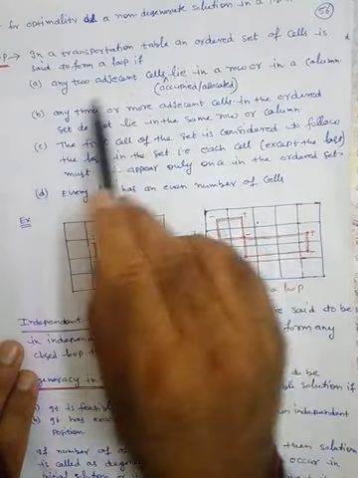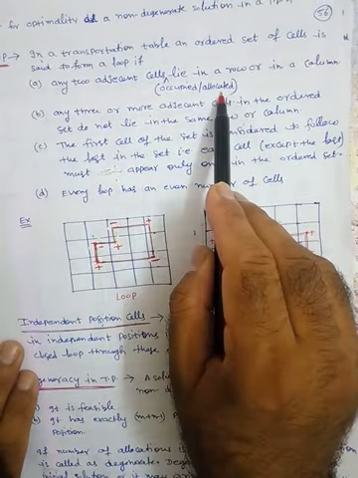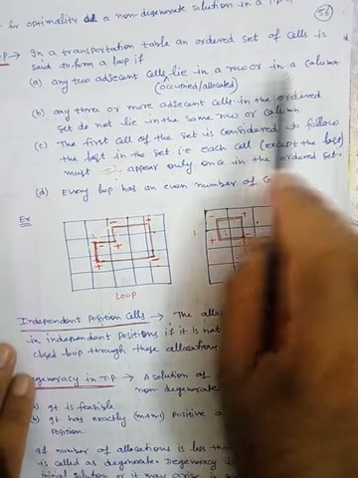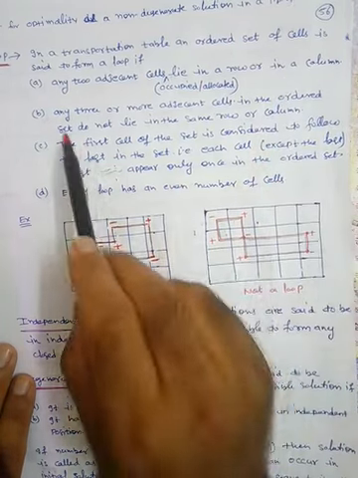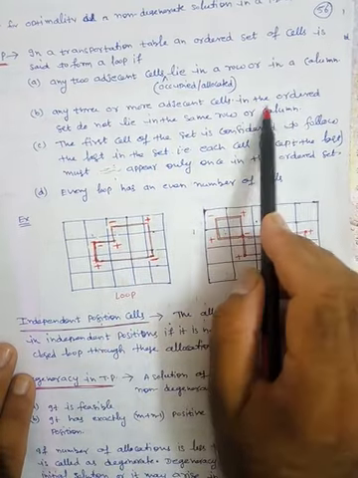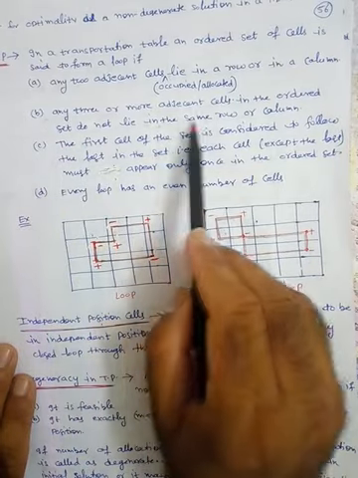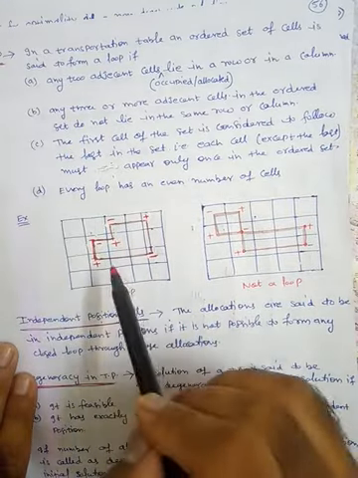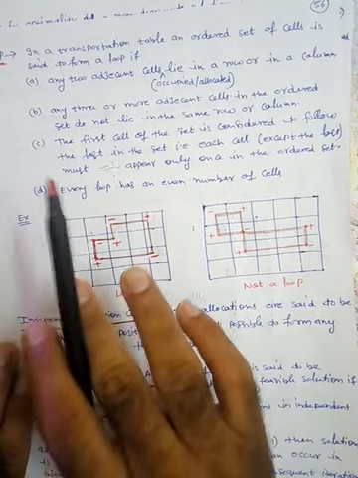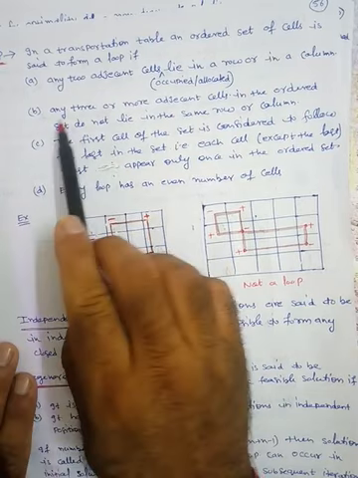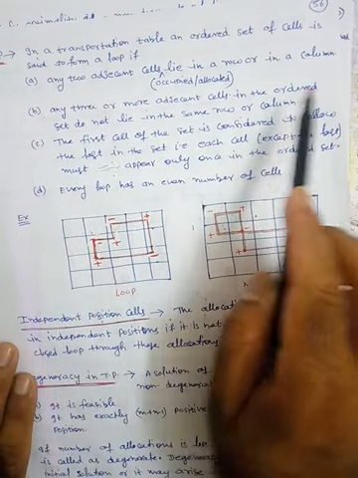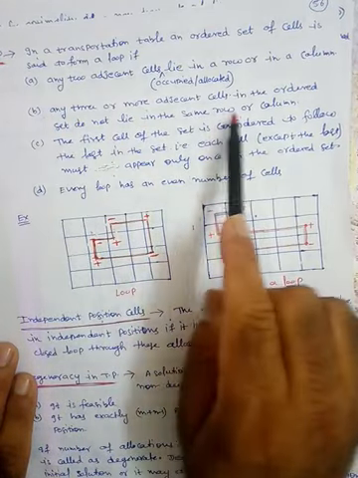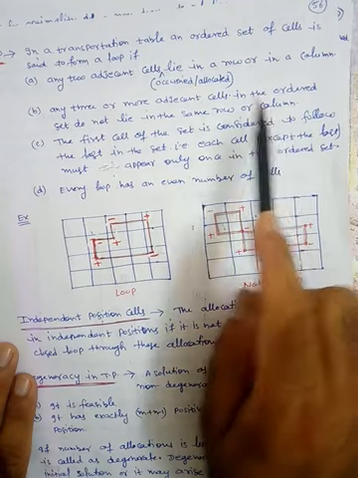Fine. So any two adjacent cells, occupied and allocated, lie in a row or in a column. या तो किसी रो में lie करती हैं या किसी column में. Any 3 or more adjacent cells in the ordered set do not lie in the same row or column. या हम लूप बनाएंगे तो किसी भी रो में या किसी भी कॉलम में केवल और केवल 2 ही सेल का यूज करेंगे. कोई भी 3 और उससे ज़्यादा एडजेसेंट सेल का हम इस्तेमाल नहीं करेंगे. So any 3 or more adjacent cells in the ordered set do not lie in the same row or column in the formation of a loop.